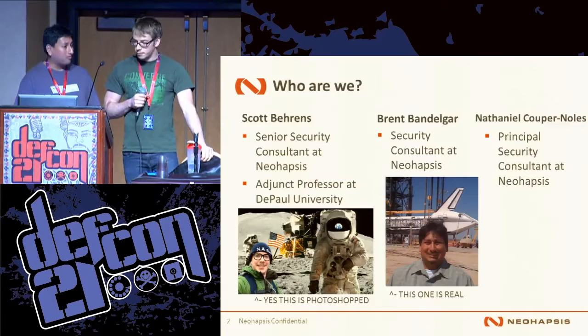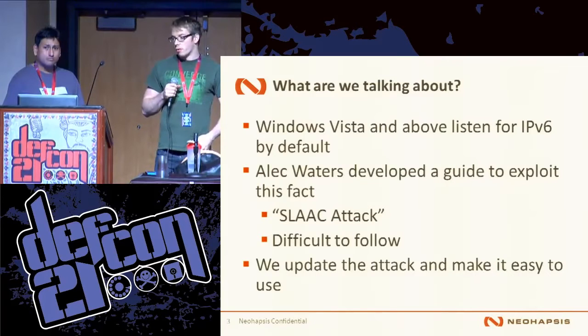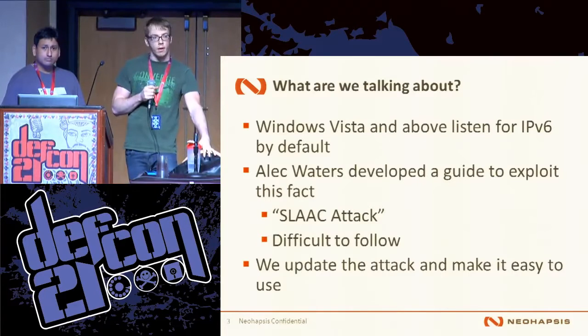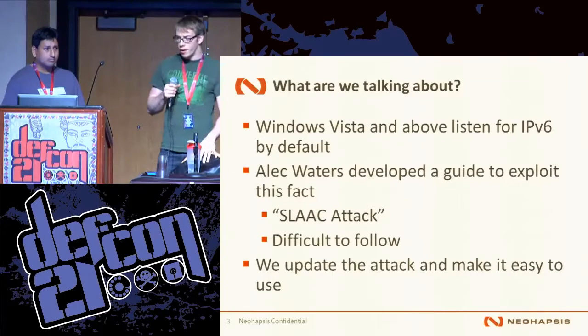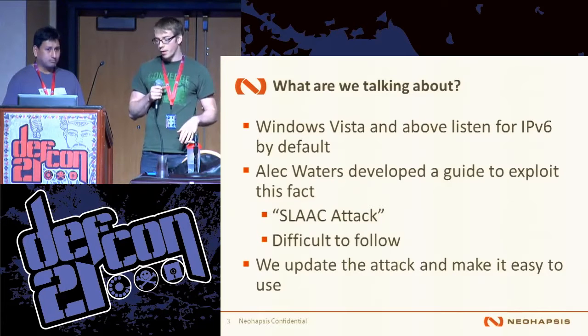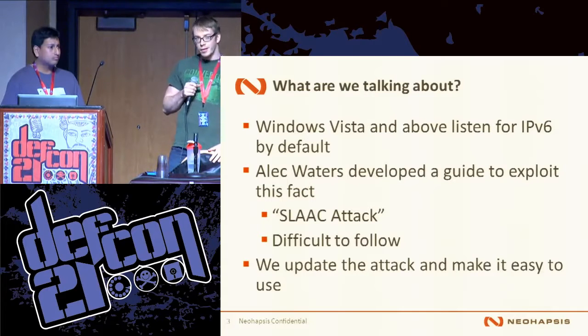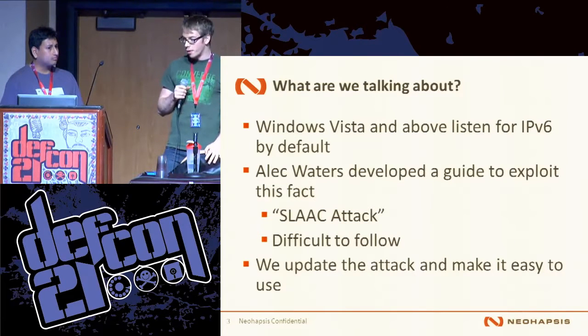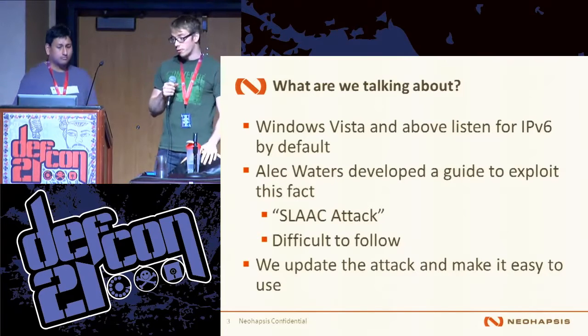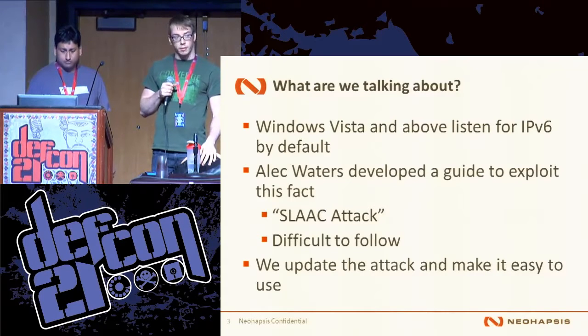So what are we here to talk about? Well, we're going to touch on something that came out a few years ago, known as a SLAAC attack. Systems like Windows Vista and Windows 7 listen to IPv6 by default, and a buddy of ours, Alec Waters, developed a guide to exploit this fact. It's known as a SLAAC attack, and we'll walk through a little bit how that attack works. One of the observations we made when playing around with this in the lab was that it's kind of difficult to follow the steps he had outlined. We ran into a lot of issues. So what we're going to present to you today is how we've updated the attack to make it a lot easier to use, with a kind of one-click install approach.